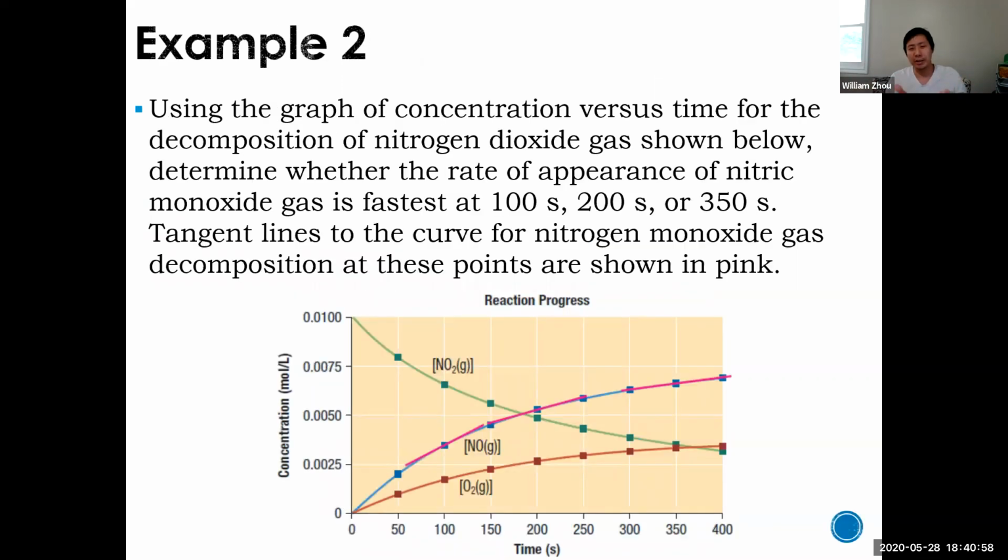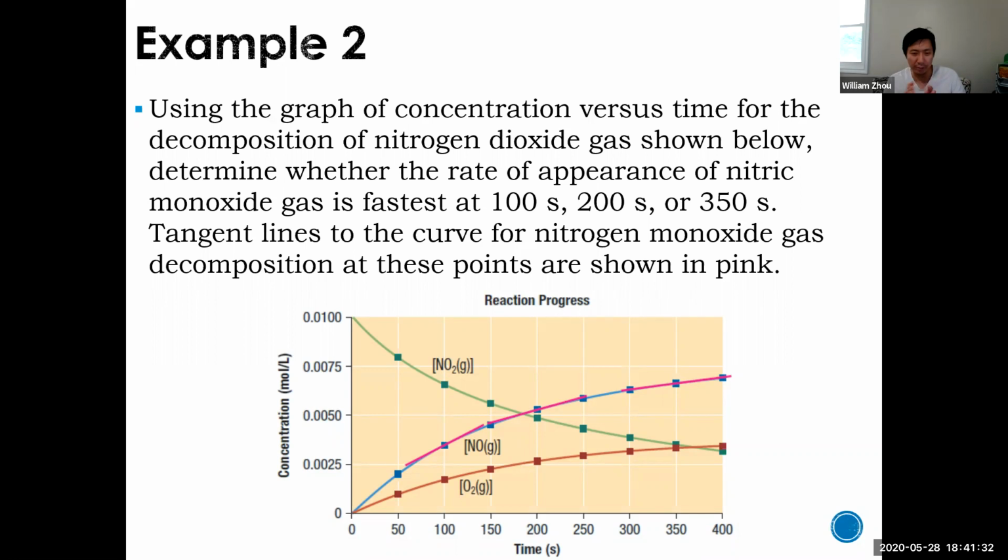But questions like this are fair game. I can ask you to compare the instantaneous rate of change. So if you look at this graph, you have concentration versus time for nitrogen dioxide gas. Determine whether the rate of appearance of nitric monoxide gas, I think that's a spelling mistake, is fastest at 100, 200, or 350 seconds. The tangent lines to the curve of nitrogen monoxide gas at these points are shown in pink.